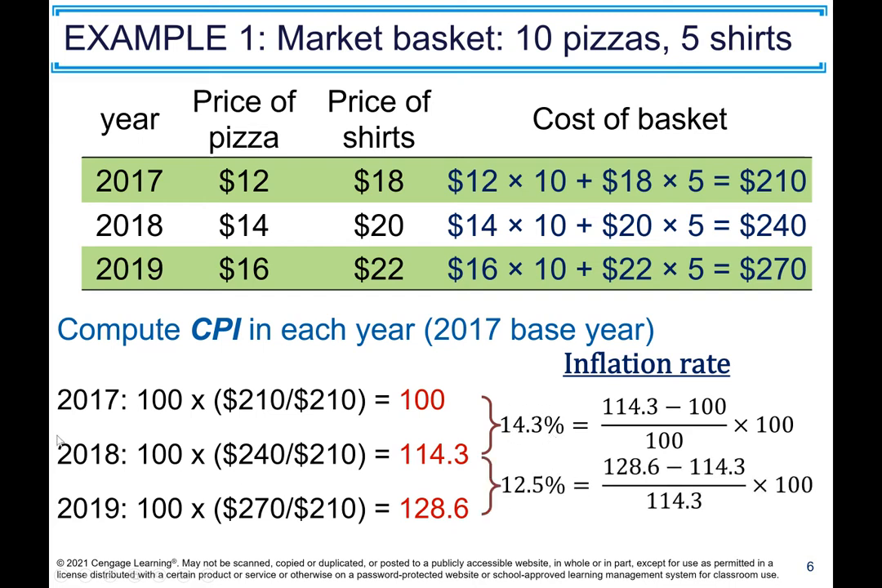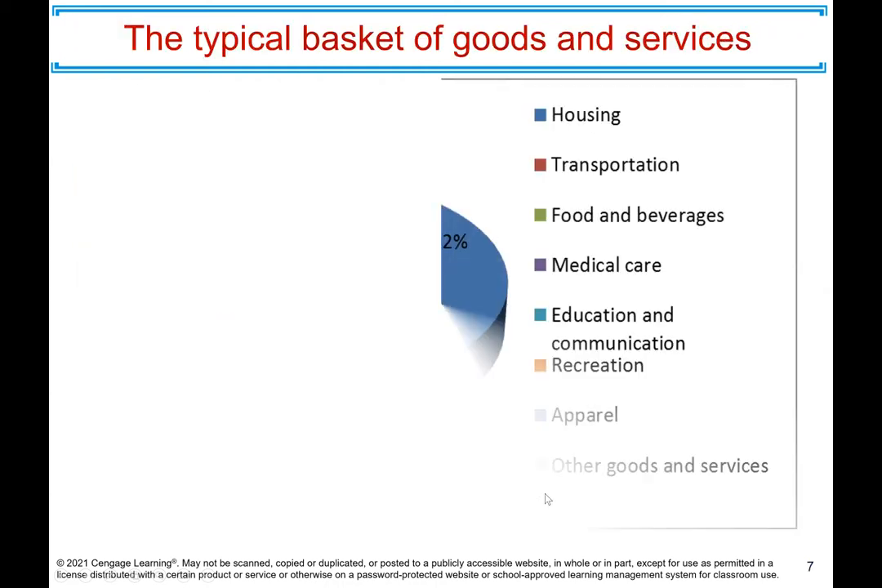What about between 2018 and 2019? 128.6 minus 114.3 divided by 114.3 times 100. Inflation rate for 2019 would be 12.5%.